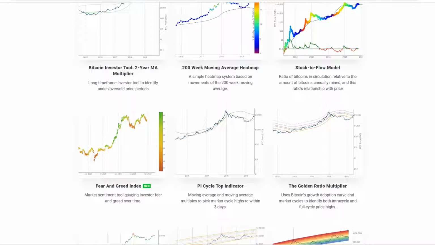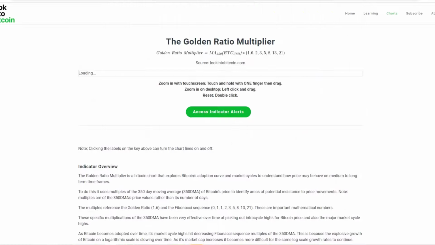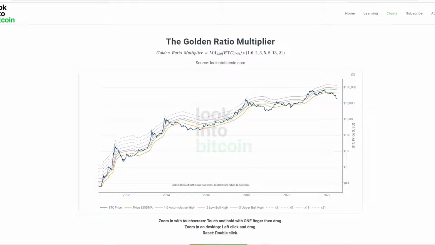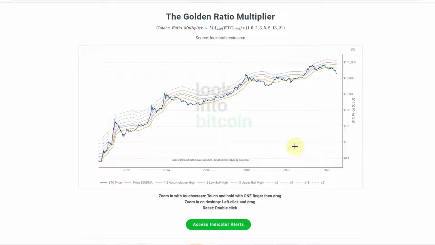In this video, I'd like to give you another overview of one of the indicators that you can find on lookintobitcoin.com. These are Bitcoin indicators, and we will take a look at the Golden Ratio Multiplier today. These are, again, more long-term indicators, and all of these indicators, or most of them, are currently flagging up that we are in an accumulation phase, so a phase where you would normally buy Bitcoin, not sell.